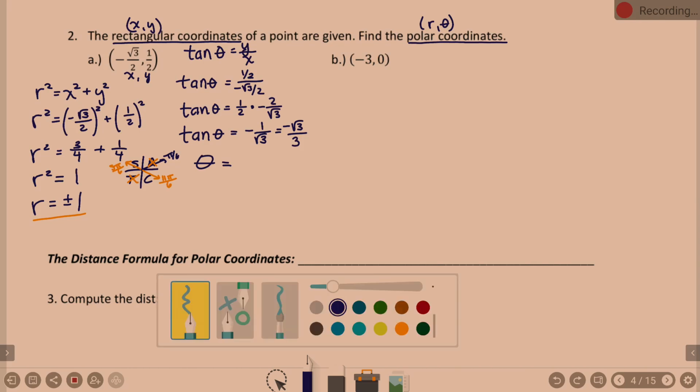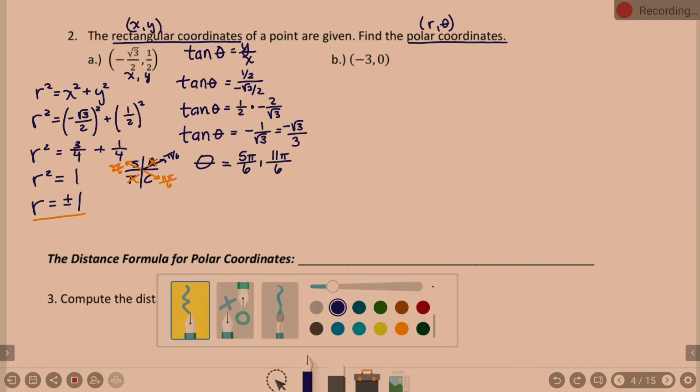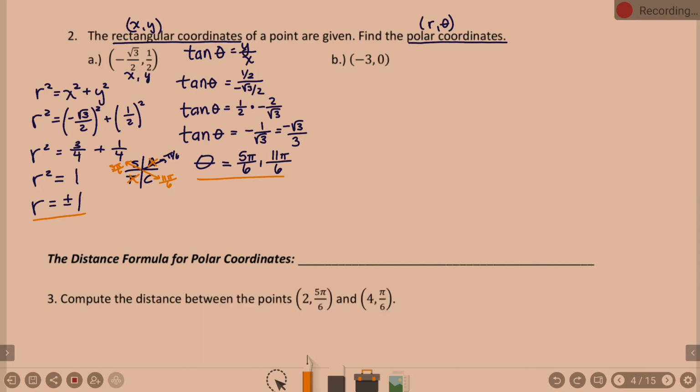5 pi over 6 and 11 pi over 6. Now, okay, guys. We have 2 r values and 2 theta values. What we have to figure out now is which r value goes with which theta value. Because what's going to happen is we're going to have two polar coordinate answers.